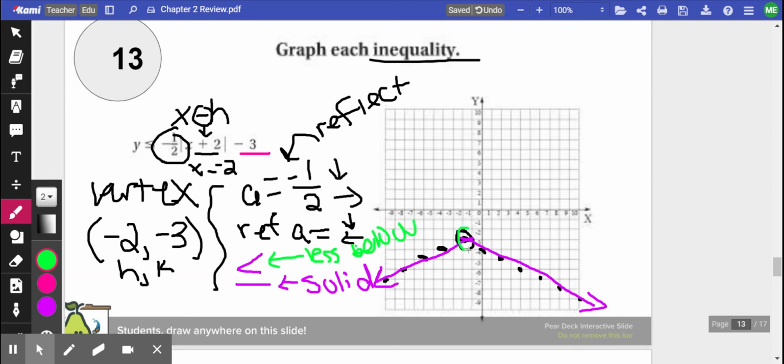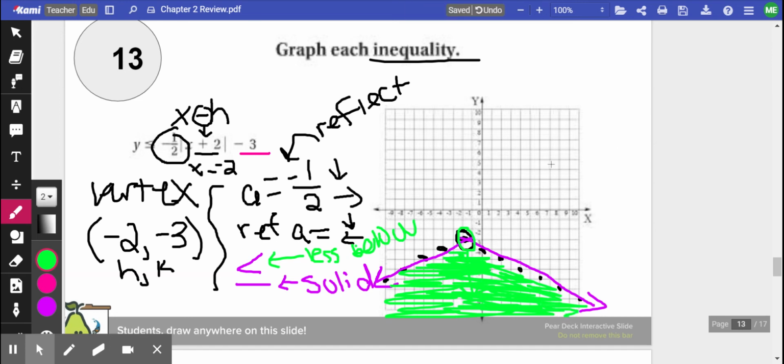So if I look at my vertex, it's right here. I only care about numbers that are below it. So that's where I'm going to shade. I'm going to shade the entire area of this graph that is below my V. And so you're going to be shading inside the V. And that is what you need to do.